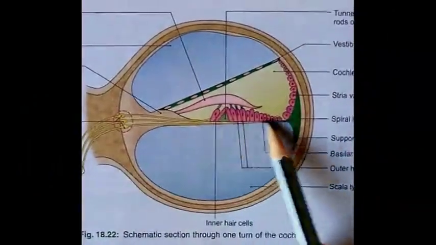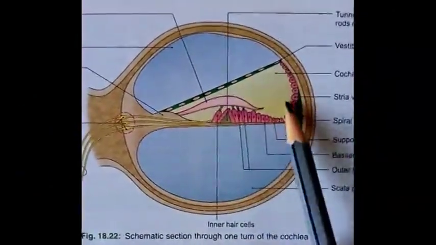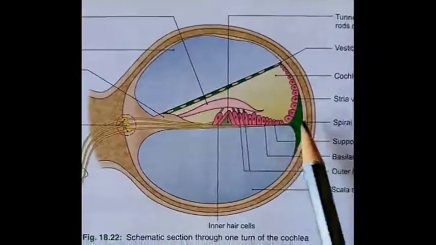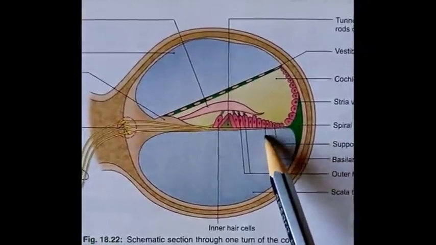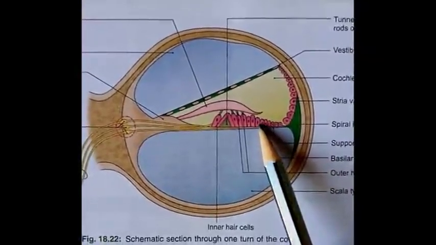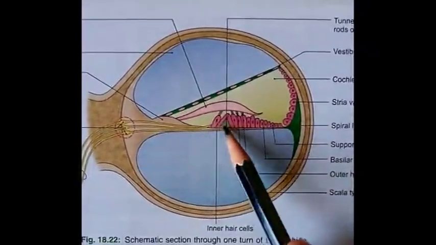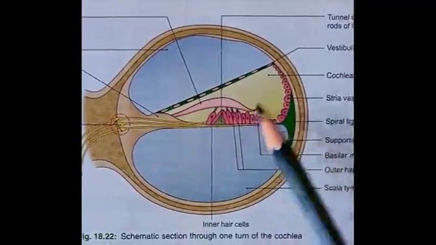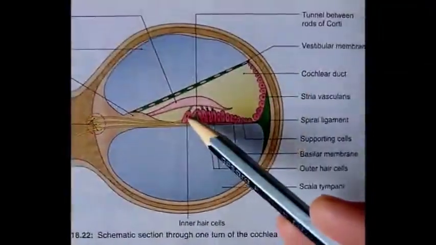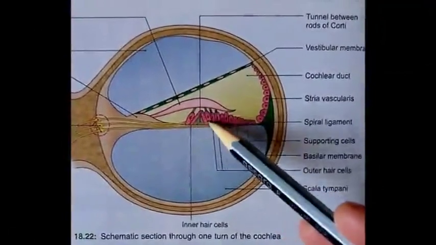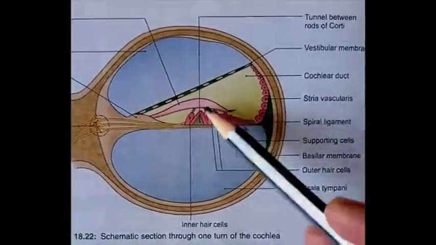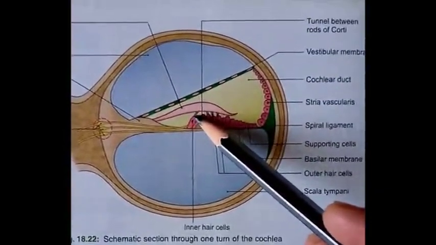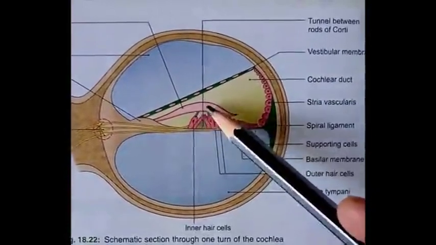The basilar membrane supports the organ of Corti. So this specialized structure which is visible here is known as the organ of Corti. This is the organ that is related to hearing. It comprises rods of Corti and hair cells. Rods of Corti are these columnar shaped structures which are visible here, and hair cells are on the upper superior surface or upper margin of these rods of Corti.